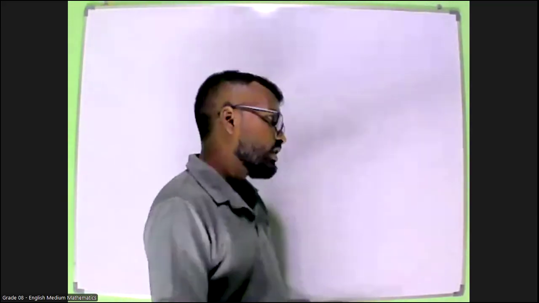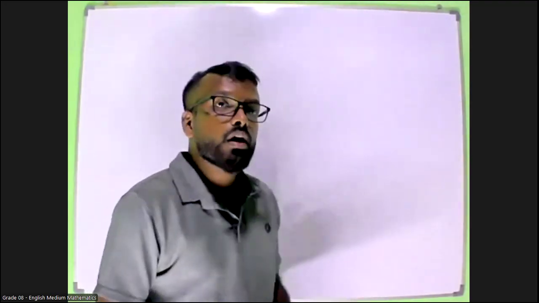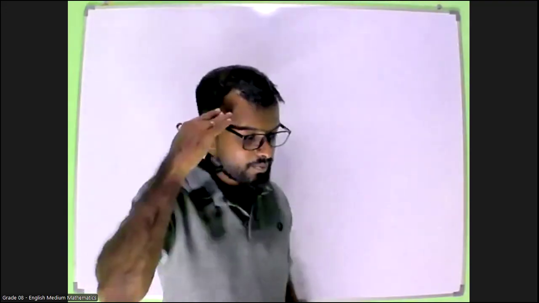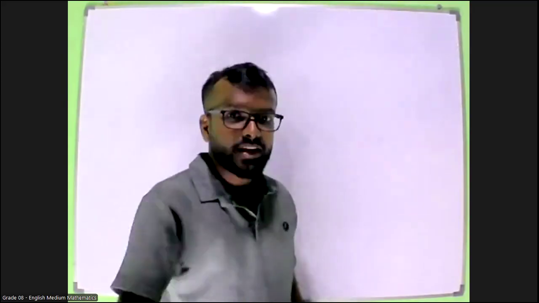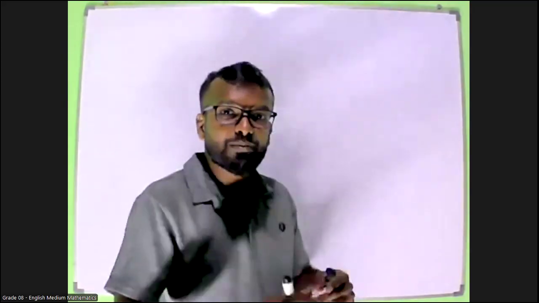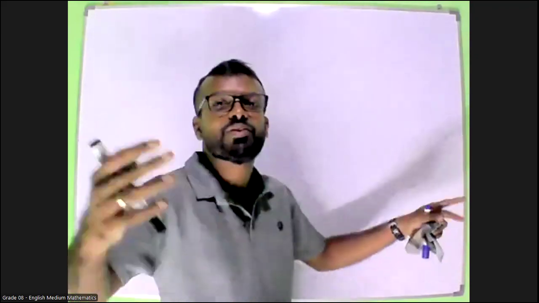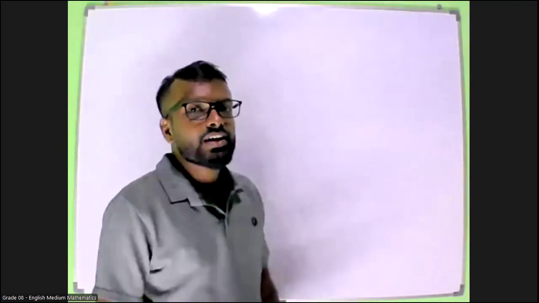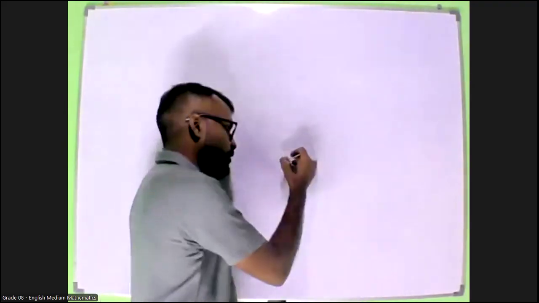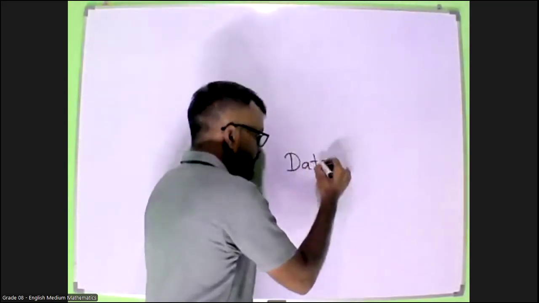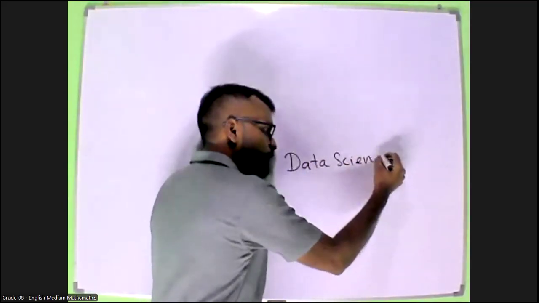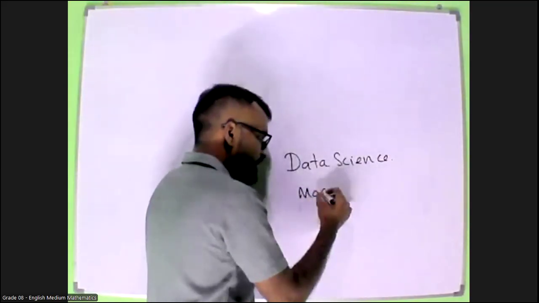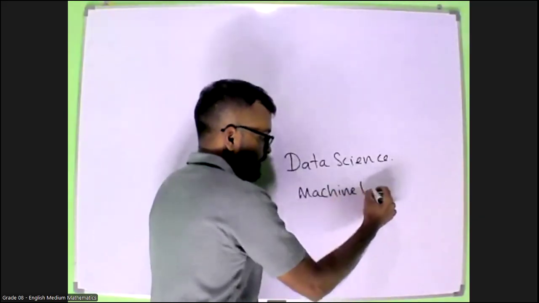Blockchain, cryptocurrencies, and artificial intelligence, machine learning, right? Artificial intelligence, machine learning, data interpretation. So you have to learn those things for your additional knowledge. Data science, and this relates to so many parts. Data science and machine learning. Machine learning is a part of data science, right?